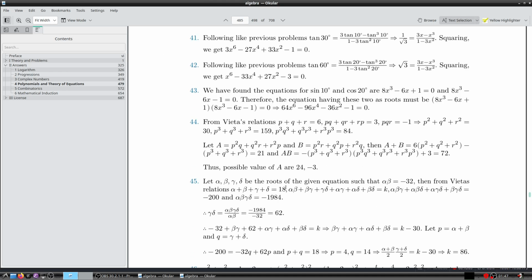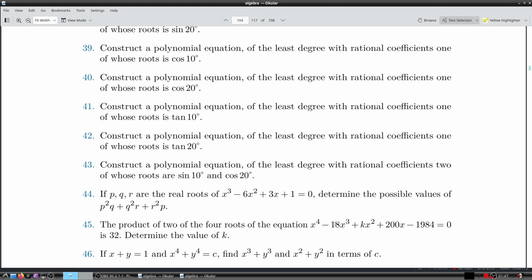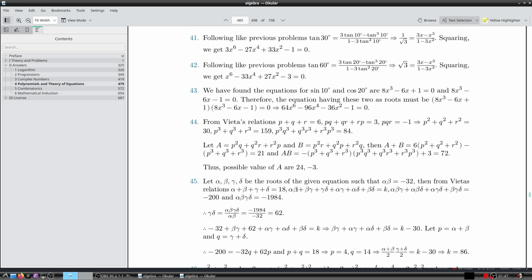We have alpha, beta, gamma, delta as the roots, and the product of two roots alpha, beta, we take as 32. And then we apply Vieta's relationship. We have alpha plus beta plus gamma plus delta is equal to 18, because we remember the coefficients are 18, k, 200, and 984. And similarly, the product of two roots taken at a time is k. The product of three roots taken at a time would be minus 200, and the product of all four would be minus 984. So from the last equation, alpha beta gamma delta with alpha beta being 32, we have gamma delta is equal to 62.